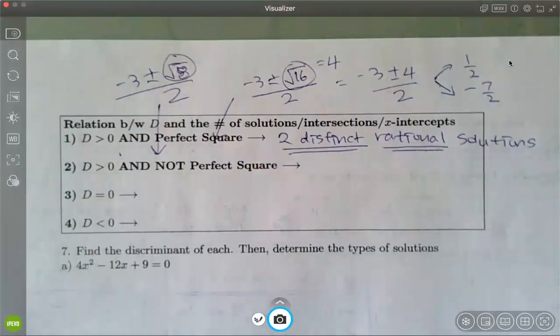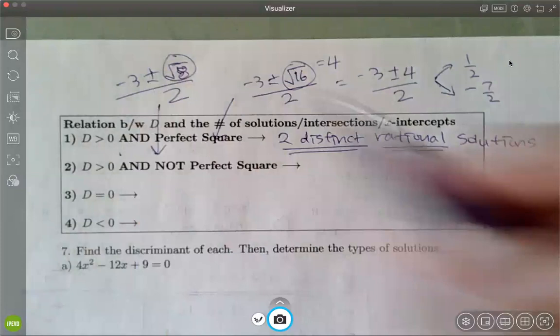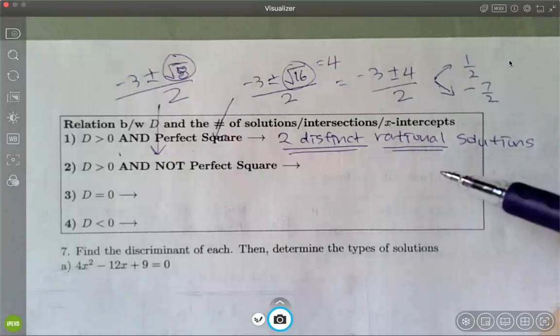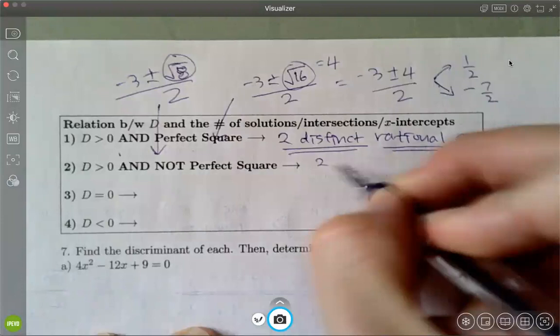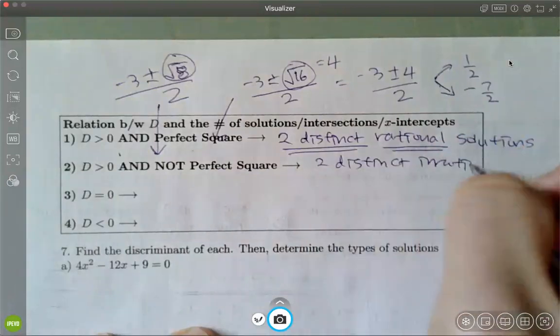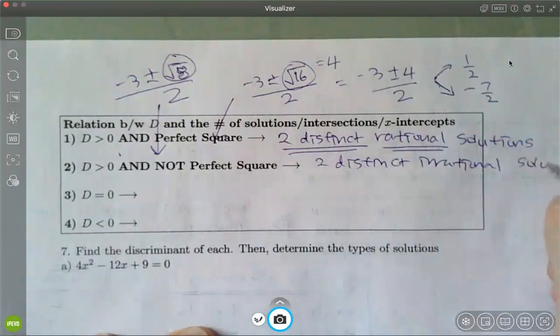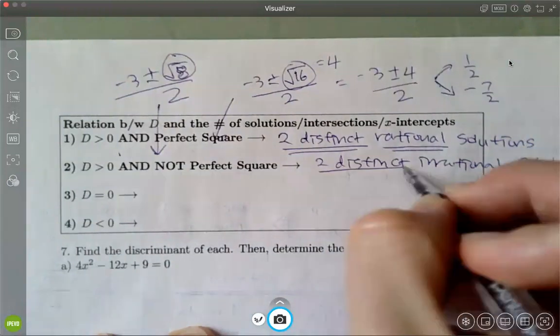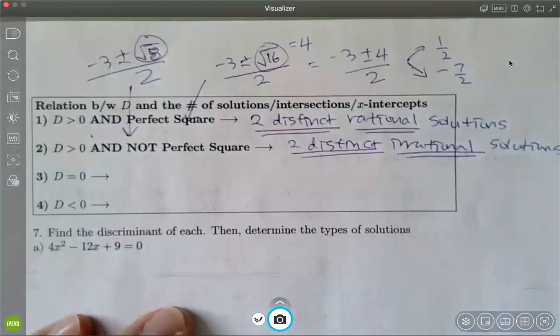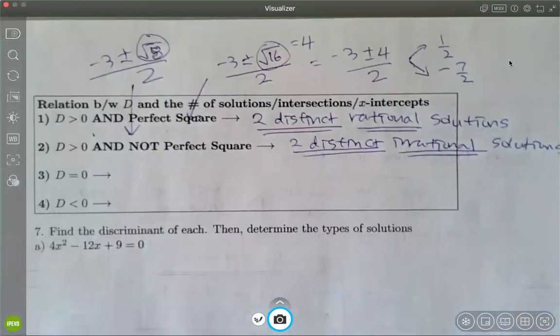And in this case, you still have two numbers, because of plus and minus, but this time it's not a rational number because we cannot remove the square root. So what does that mean? It's irrational. So it's two distinct irrational numbers. The difference between case 1 and case 2 is rational and irrational.